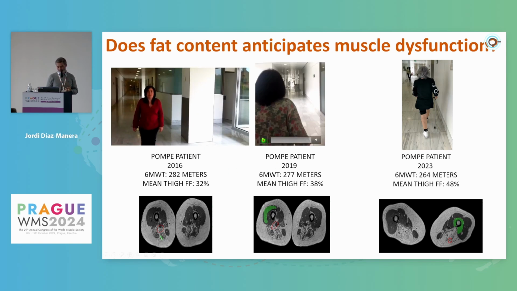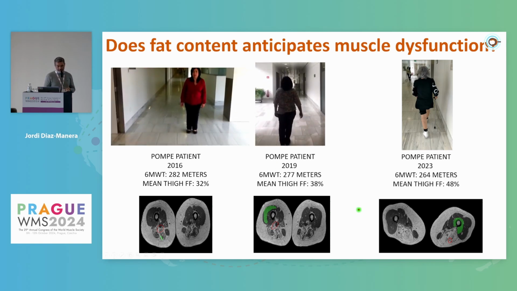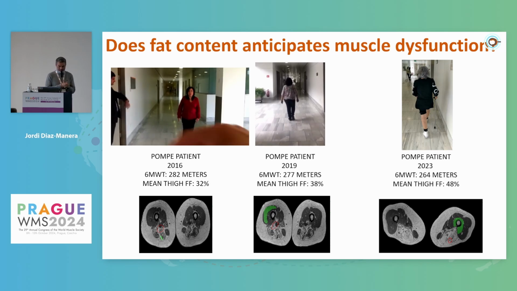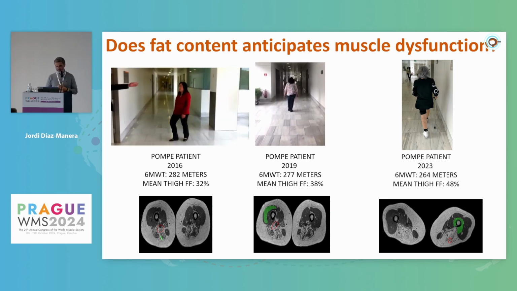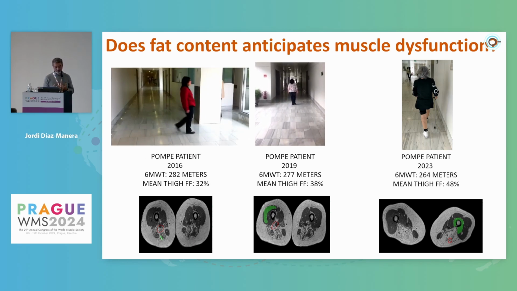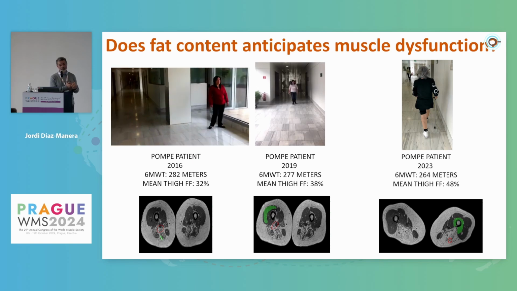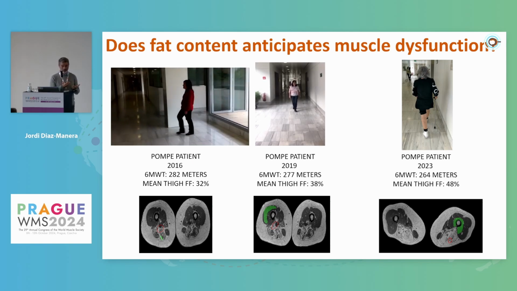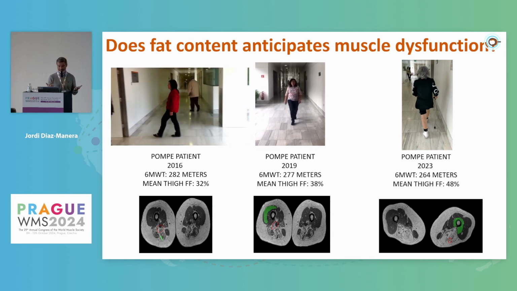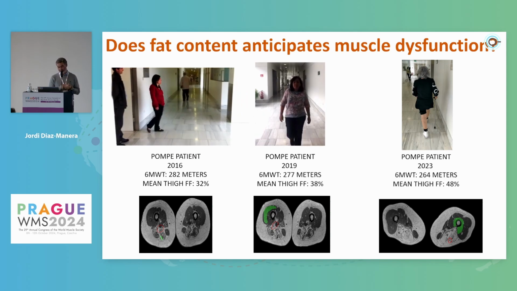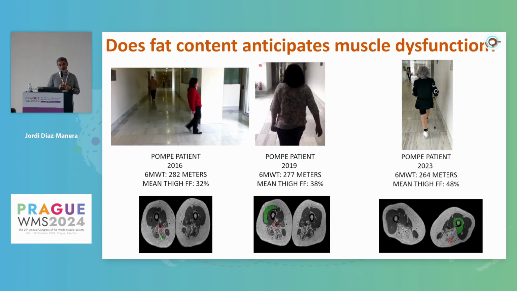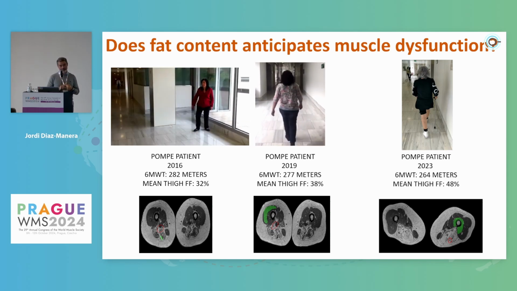So this is the same patient in 2019. Some of you could say, oh, I think she's worse. This pattern of walking is not the same, or maybe it's the same. But if I use the 6-minute walking test, it's the same distance. It's 277, 5 meters less. So is this significant? Probably not. But in the MRI, there is already an increase of 6% in the amount of fat.